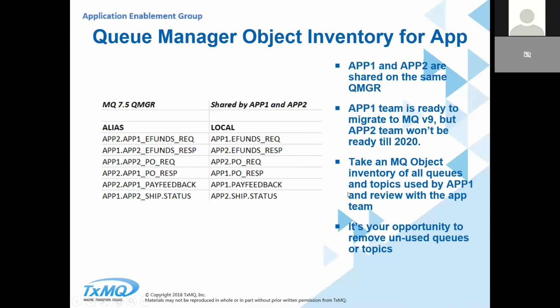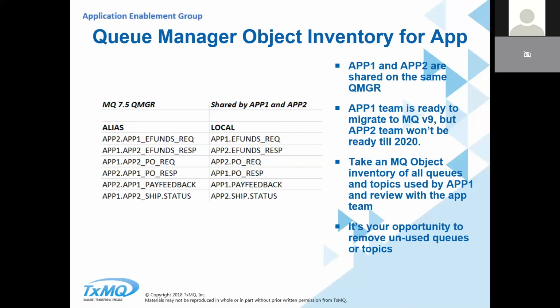So in this case, what you would do for the App 1 team is take an MQ object inventory of all the queues and topics that are used by application 1 and review with the app team. This is your opportunity to remove any unused queues or topics. This is what I call lift and shift.